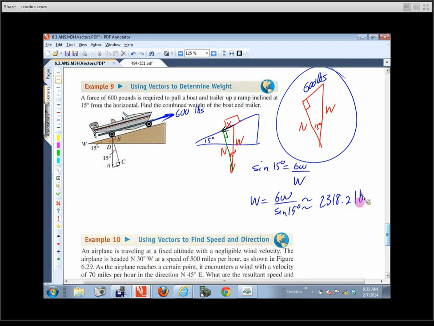2318.2. Sounds about right, okay? That's probably in the ballpark for how much a boat and a trailer would weigh. Okay, any questions? Sure?